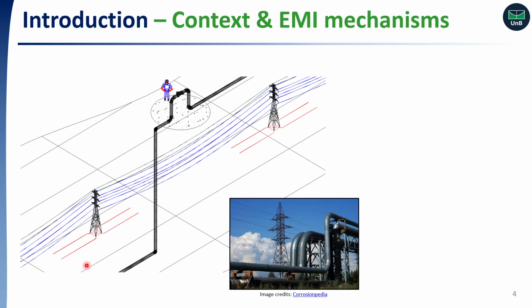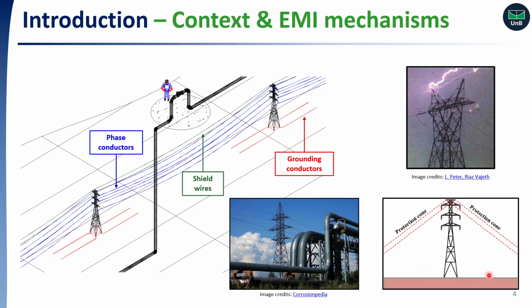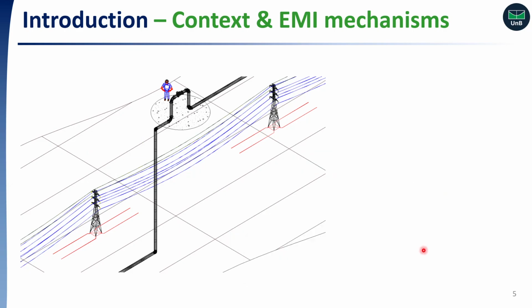Here we have a typical case of interference between a power line and a pipeline. The pipeline is usually subterranean and may employ above ground equipment such as a valve. The overhead power line is composed of the towers, the phase conductors, grounding conductors known as counterpoises, and the shield wires. Shield wires are designed to protect the power line in the case of a lightning strike, as this photo here shows, and also to provide a safe path in cases of faults involving the earth.